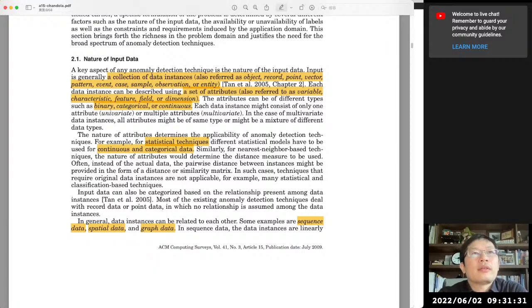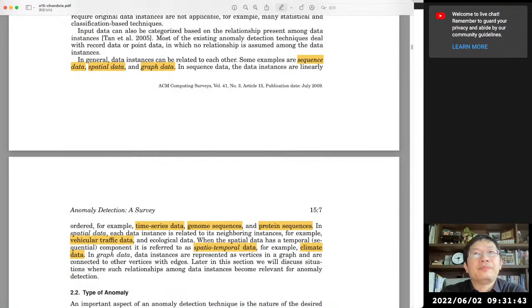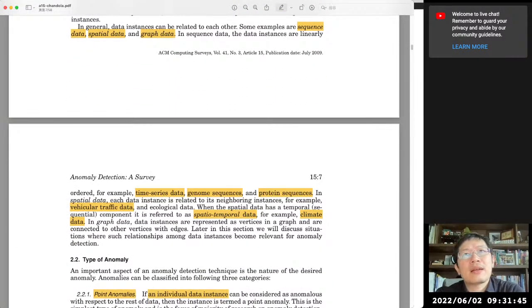Sometimes binary data, categorical data, or continuous data can be transformed to continuous data or categorical data, right? We have shown it before. Most of the time, the important thing is that some complex data can be sequential data, spatial data, or graph data. We'll talk about how to deal with different kinds of data later.